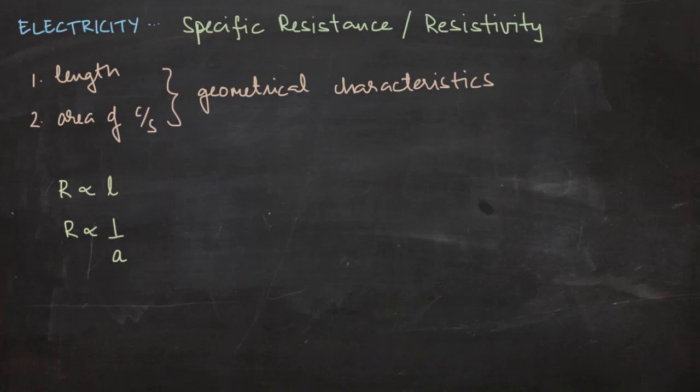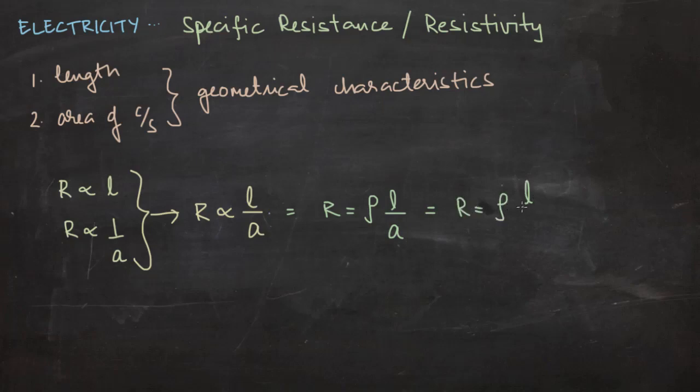So combining both of these relations, I can say that resistance is proportional to L by A. Removing this proportionality sign, I can introduce a proportionality constant and say R is equal to rho L by A. I can also replace this area of cross section with the formula for the area of a circle, considering the cross section is that of a circular wire. I could write this as R is equal to rho L by pi r square, right?